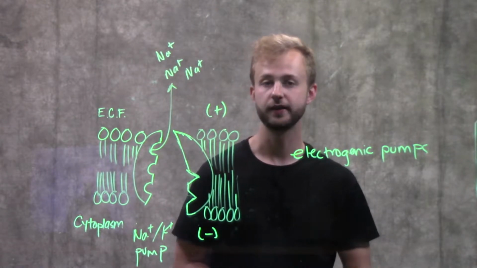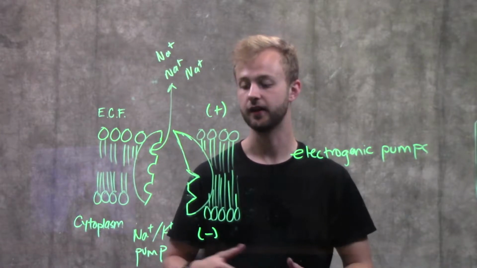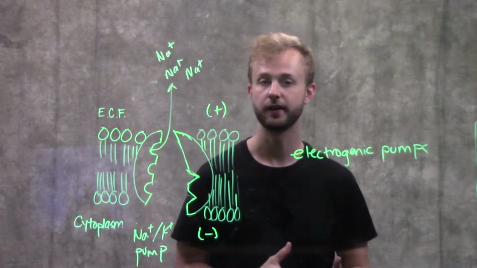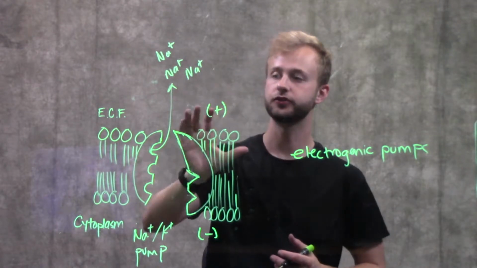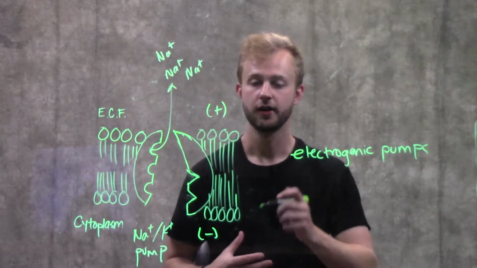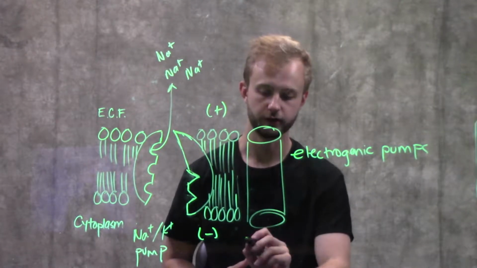Plants and bacteria use the proton pump instead of the sodium-potassium pump as their main electrogenic pump. So now we have this high concentration of sodium on the outside of the cells. Let's say now that we open up a sodium channel.